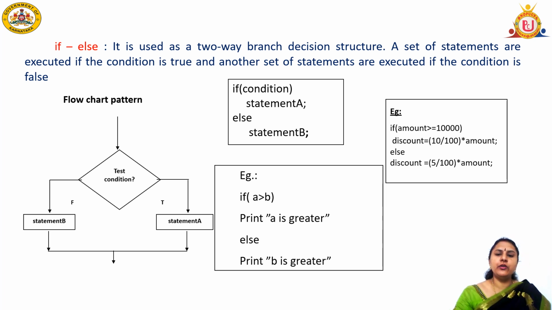One more example we are going to discuss is a discount. If you go for a purchase and you purchase for 10,000 rupees or more, you will get a discount of 10%. Otherwise, you will get a discount of 5%. How will you write the program for that? If the purchase amount is greater than or equal to 10,000, discount is 10 by 100 into amount. Else, discount is equal to 5 by 100 into amount.